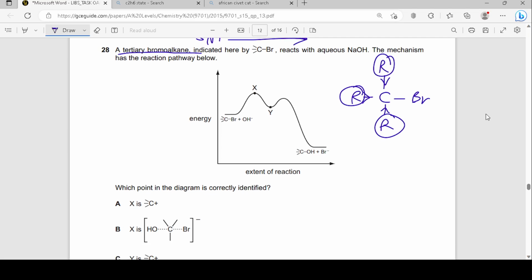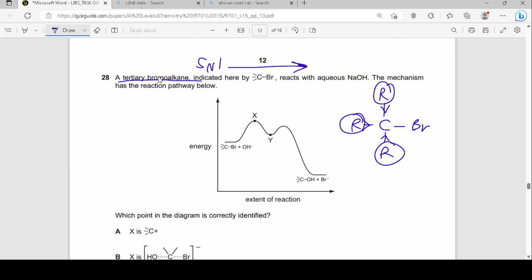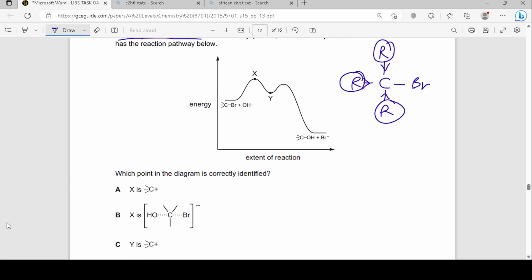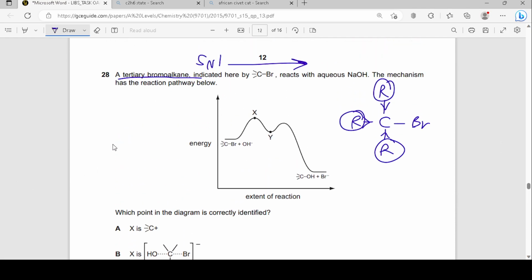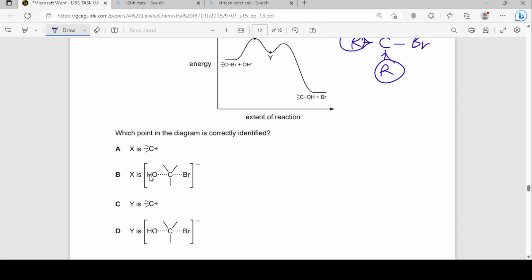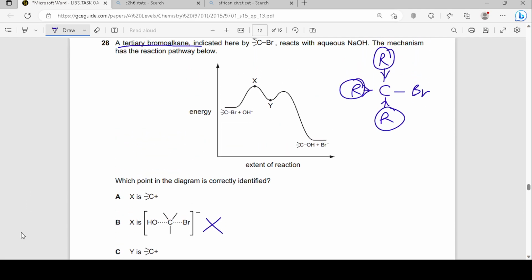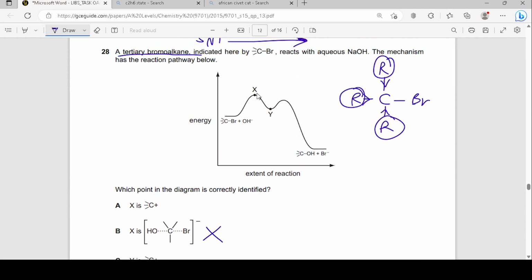So if it has a highly stable carbocation, it will form a very, very stable intermediate, right? Whereas a primary bromoalkane would undergo SN2 mechanism, which means it's just a transition state, not an intermediate. Since it's a tertiary bromoalkane, it will undergo SN1 mechanism, which is a two-step mechanism, so I can cross out B and D because they show transition states, not intermediates. Okay, so A and C are probably my right answer, but let me see which one is the right answer actually.